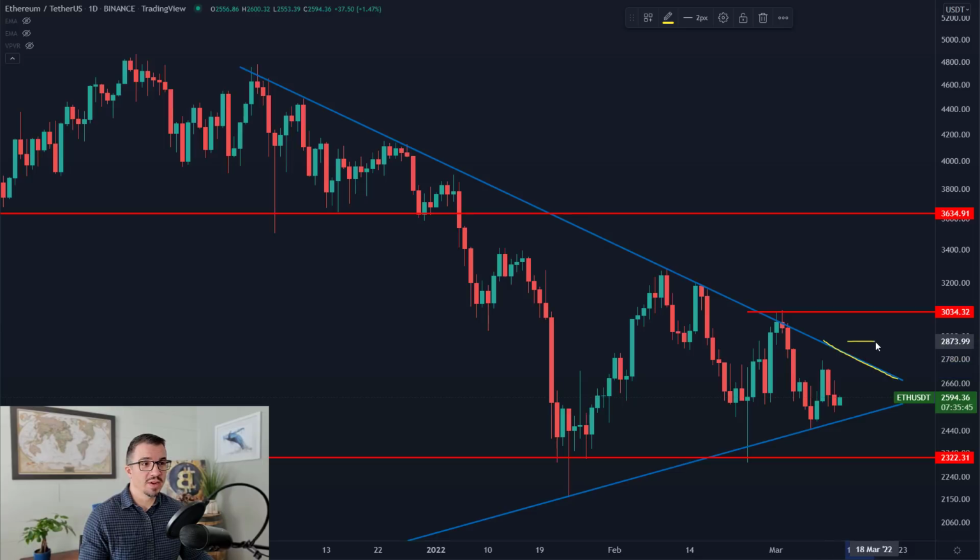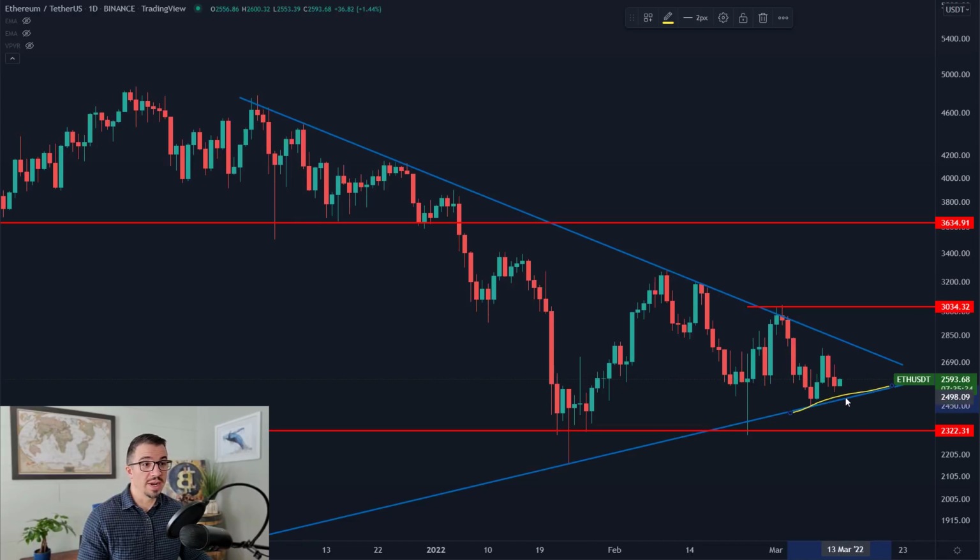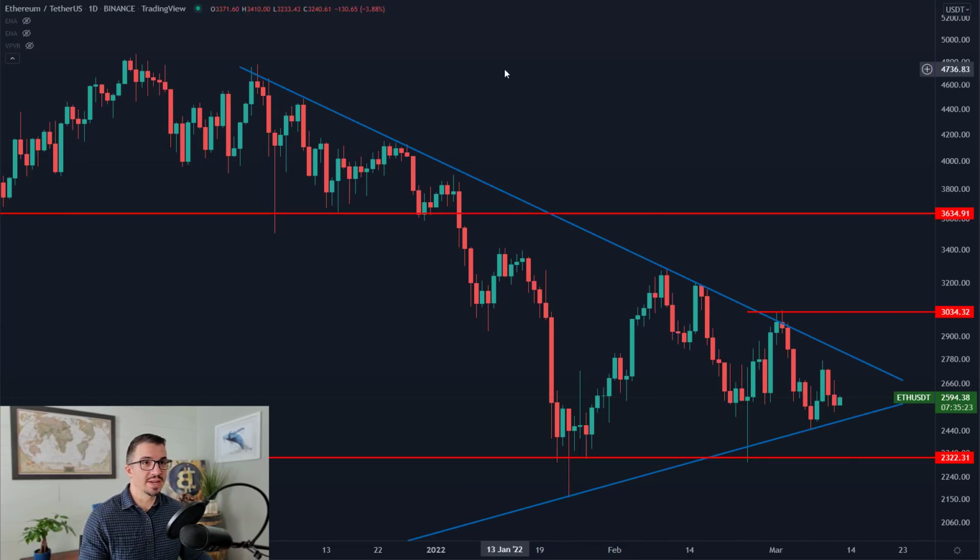So we need to see Ethereum close the day up here in order to confirm this breakout. From there, $3,000 would be next. And alternatively, if it closes below this trend line support down here right around $2,500 on a daily closing basis, then $2,300 would be next. That would be the next support area, followed by potentially toward $1,700.